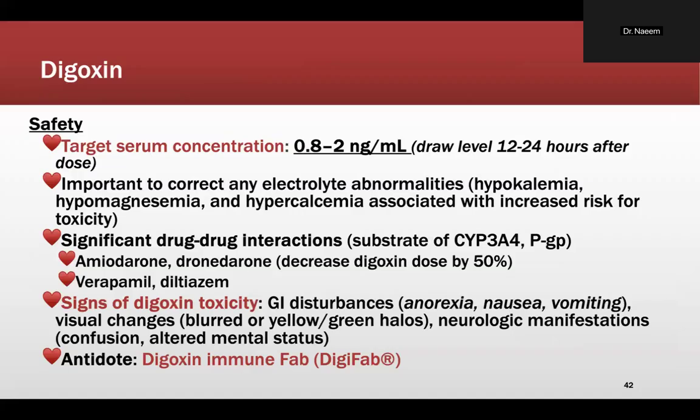Digoxin has a number of drug-drug interactions, that being with amiodarone, dronedarone, verapamil and diltiazem. You can see here some potential side effects, of which there are many: GI disturbances, visual changes, neurologic manifestations, just to name a few. If we ever need to reverse the effects of digoxin, we do have an antidote available, that being digoxin immune fab or DigiFab. So that is something that can be used if needed.